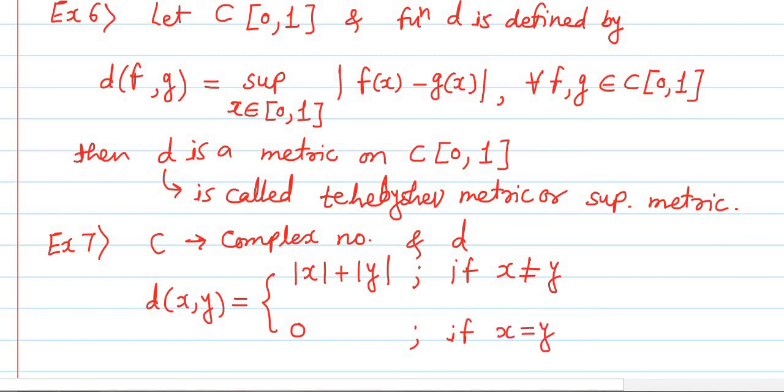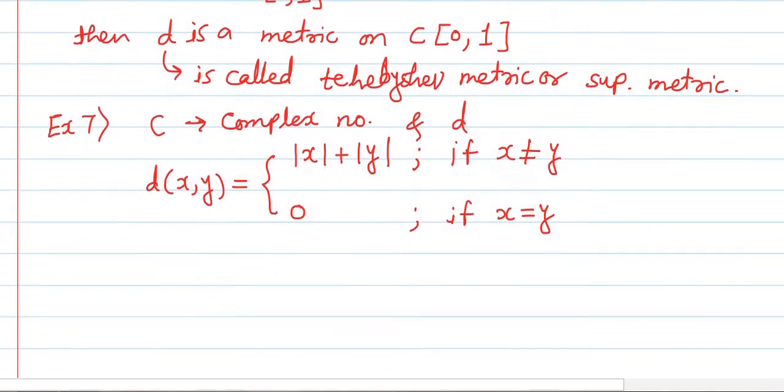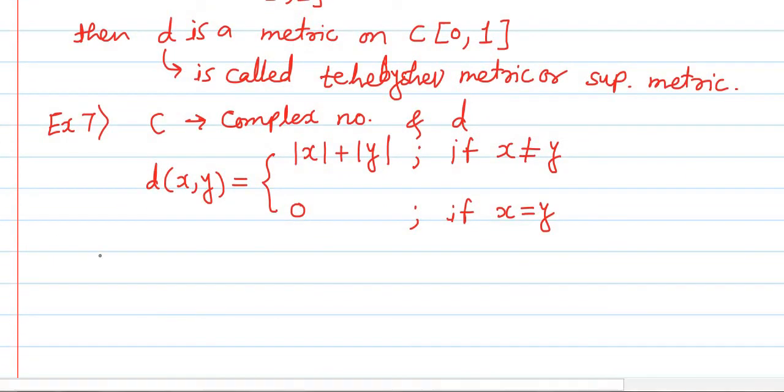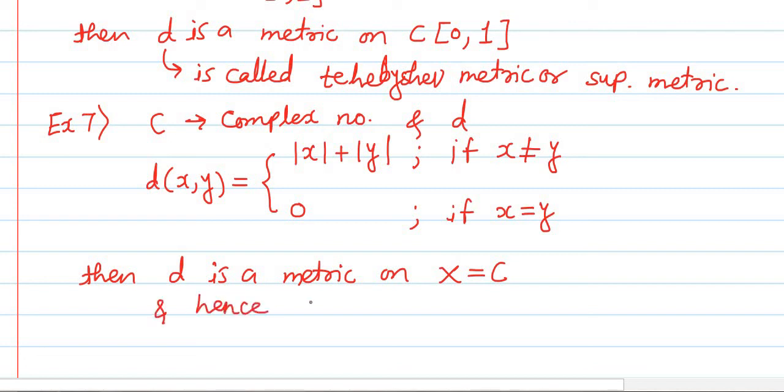So if the D function is defined in such a way, then this D function is a metric on X, but here X is nothing but the set of all complex numbers. So therefore D is a metric on C, and hence this set of all complex numbers C along with the metric D is a metric space.